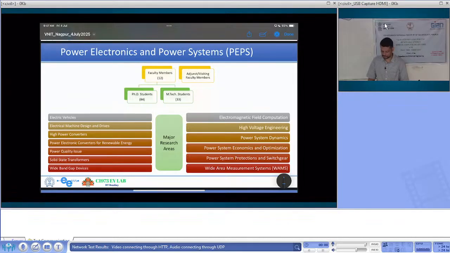And we have some visiting faculty members who come sometimes. We have some adjunct faculty members as well. About 84, 85 PhD students, though this value of course keeps on changing, and a master's student batch of 30, 35.